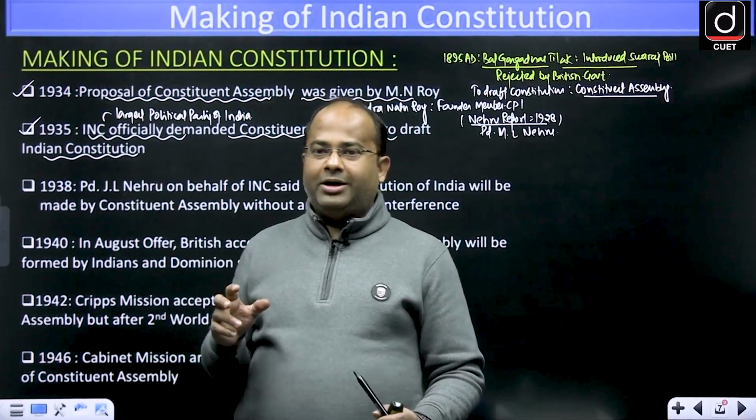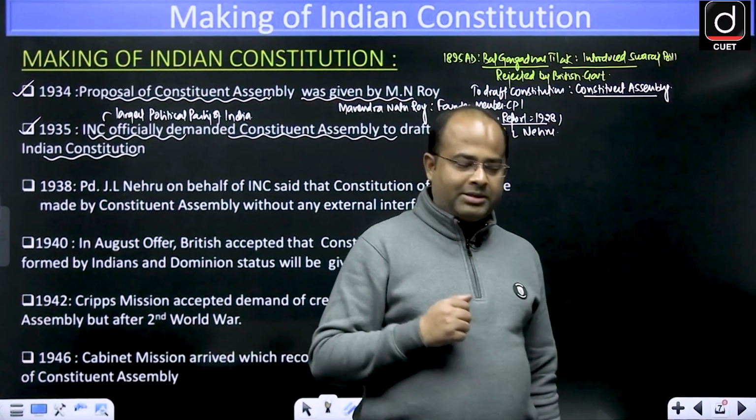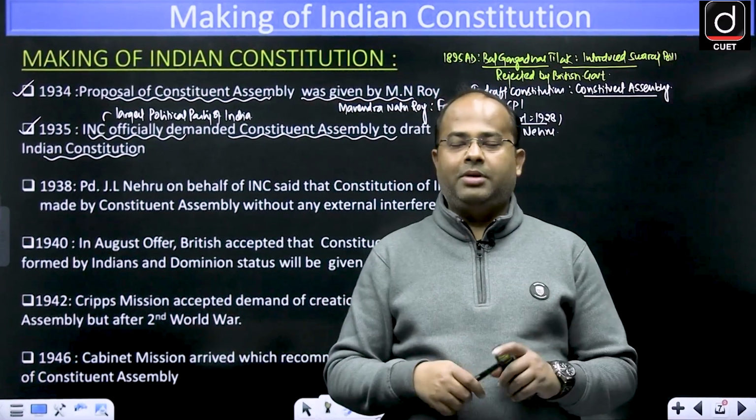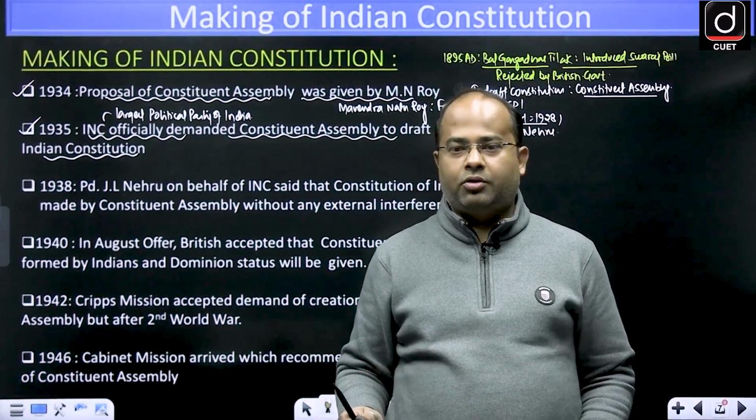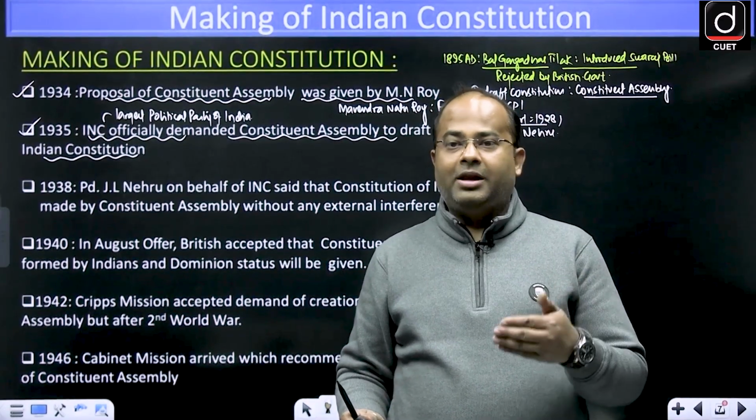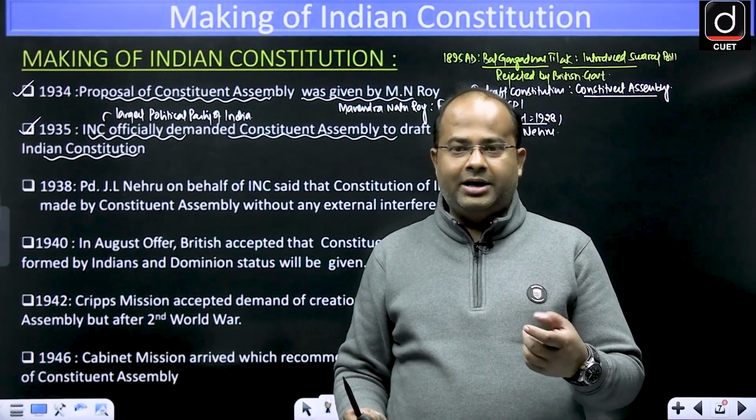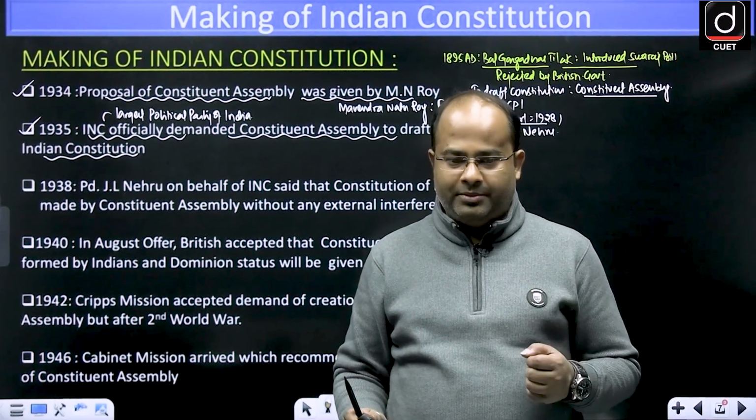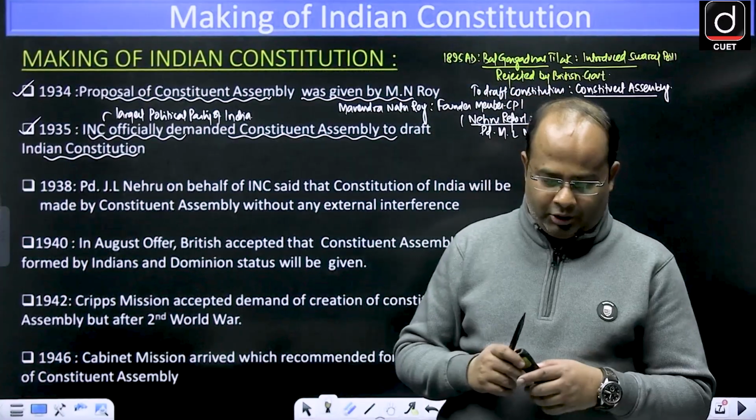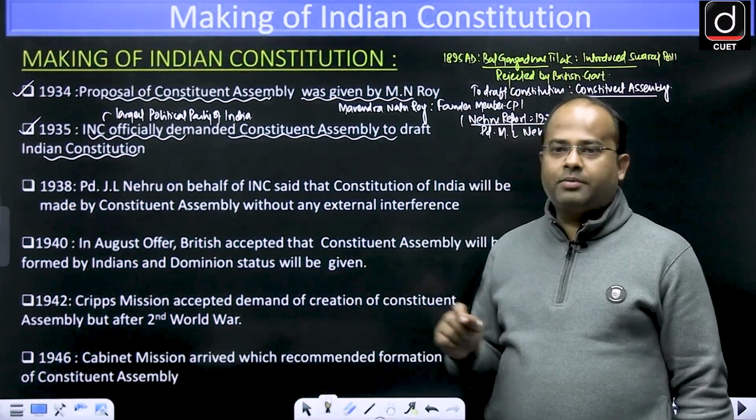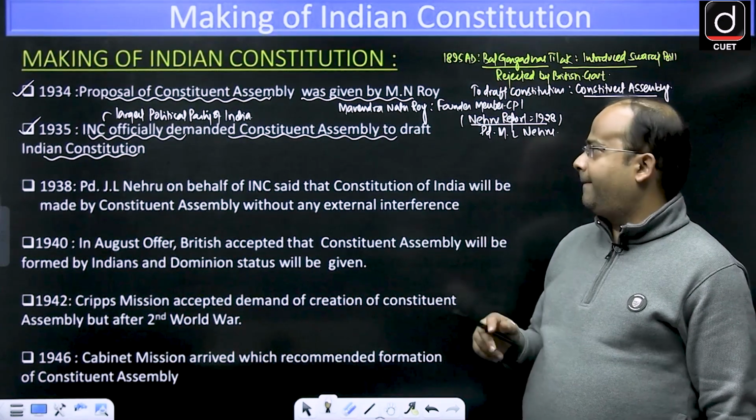So they were not in a mood to create the Constituent Assembly, because once the Constituent Assembly is created and Indians draft the Constitution, they will give less power to the British and more towards Indians. Then there is a high chance that the British will lose their supremacy. So they were not in a mood to form the Constituent Assembly of India.